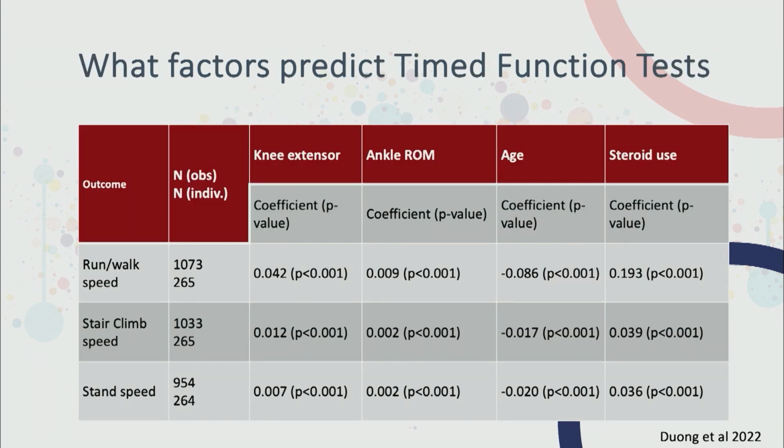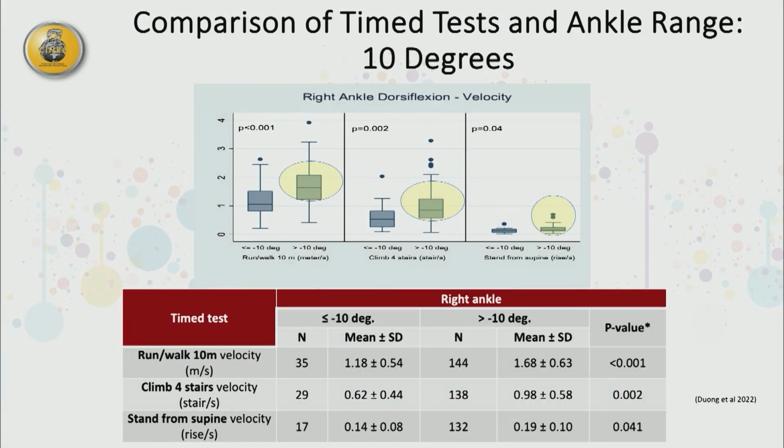When we looked at what measures significantly predicted timed function tests, we found that the strength of the knee extensors, ankle range of motion, as well as age and steroid use were the significant factors in how fast a person could walk, climb the stairs, or get up off of the floor. The other thing we saw in the data is that the number 10 seemed to stand out a lot in ankle dorsiflexion, so we divided the groups into greater than 10 degrees and less than 10 degrees. And those two dichotomous groups played a significant role in how fast a person is able to do the timed function test.